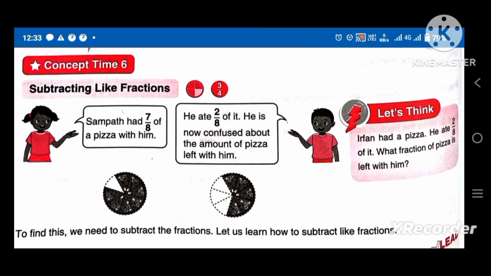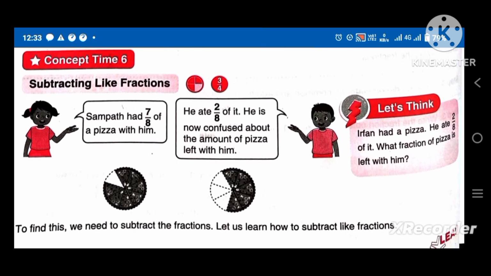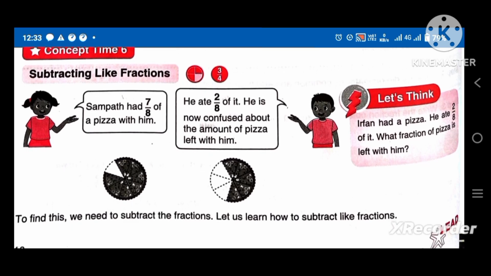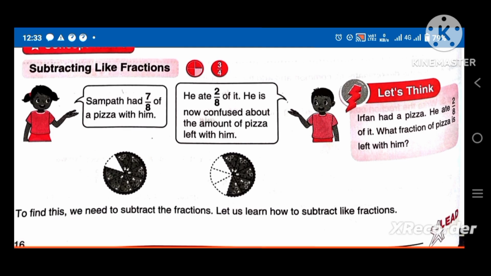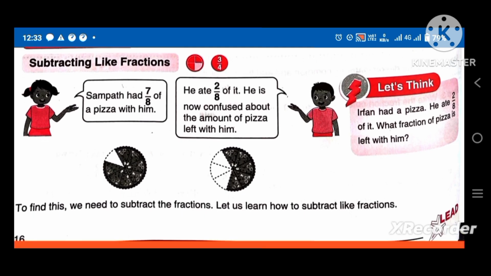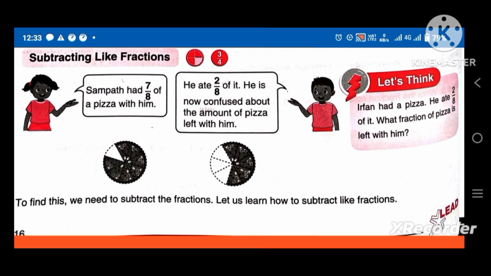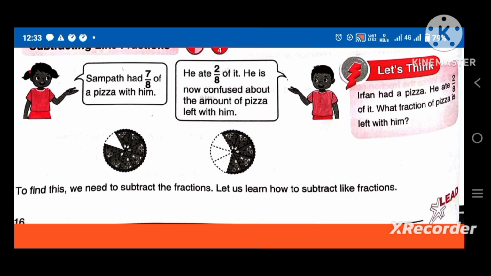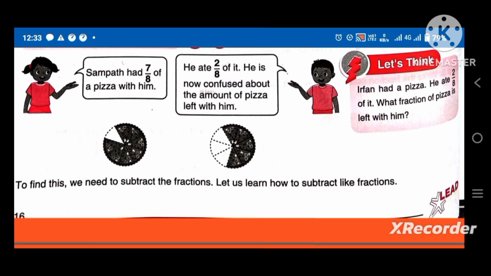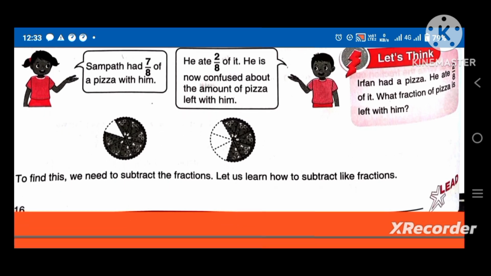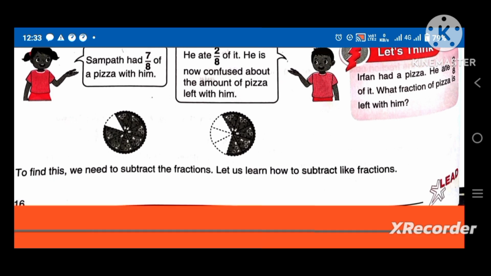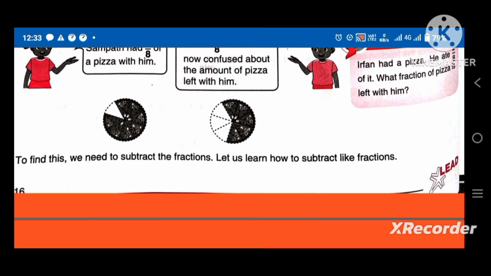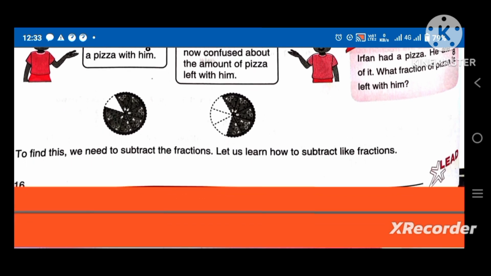Subtracting like fractions. Sampath had 7 by 8 of a pizza with him. He ate 2 by 8 of it. He is now confused about the amount of pizza left with him. Let's think. Irfan had a pizza. He ate 2 by 8 of it. What fraction of pizza is left with him? To find this, we need to subtract the fractions. Let us learn how to subtract like fractions.